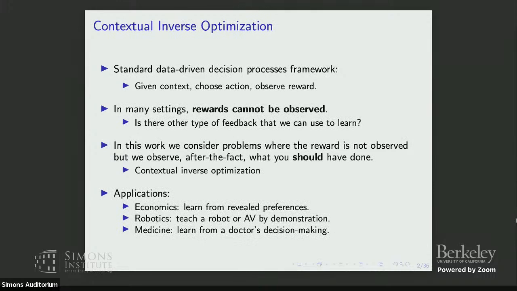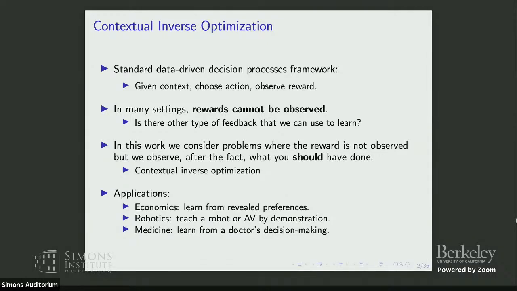So one application in economics and choice modeling is learning from revealed preferences. So I see people observing bundles of goods, and they have prices, and they choose to buy some subsets of those goods. I never observe their rewards, right? I don't know how much utility they got out of it, but I know what they bought. So I can use the fact that they bought bundles of goods to try to make inference about what optimization problem they were solving, what utility function they had.